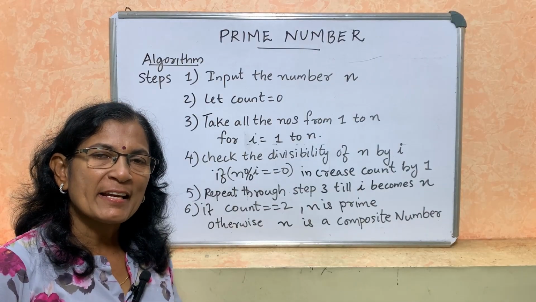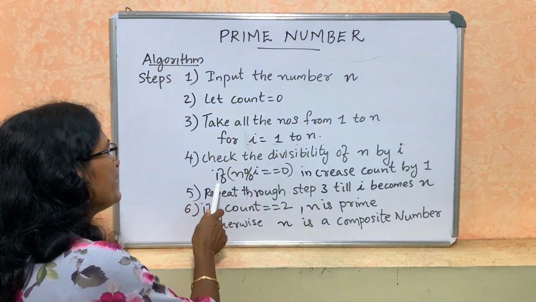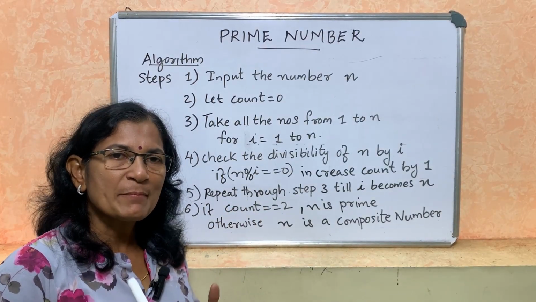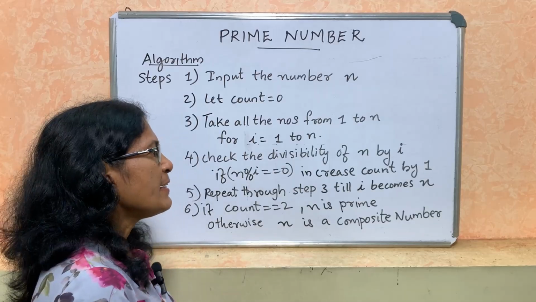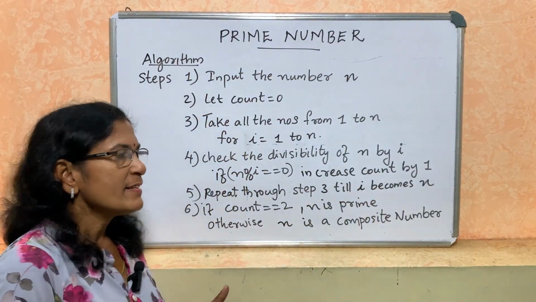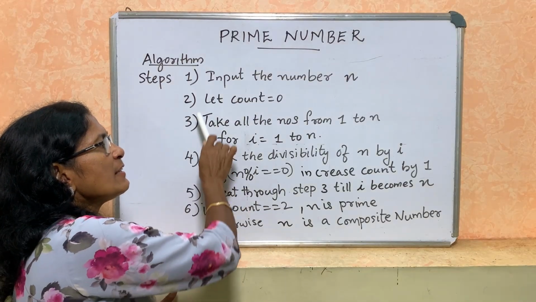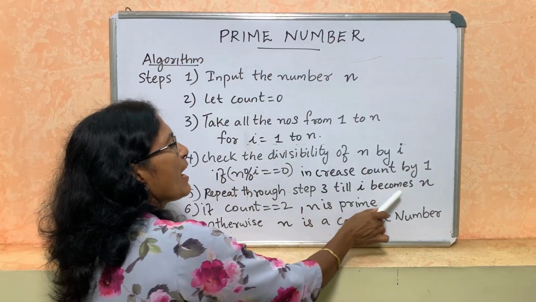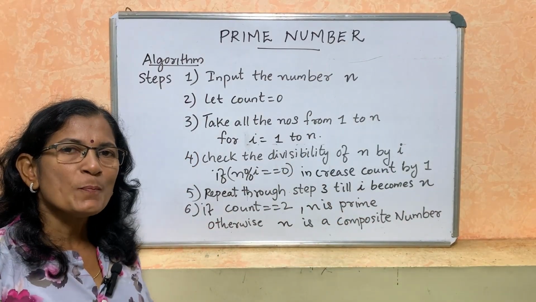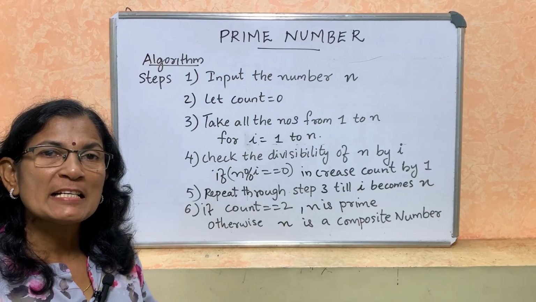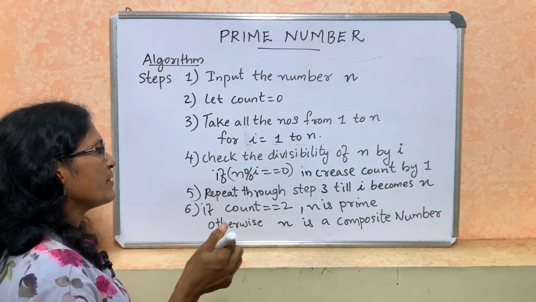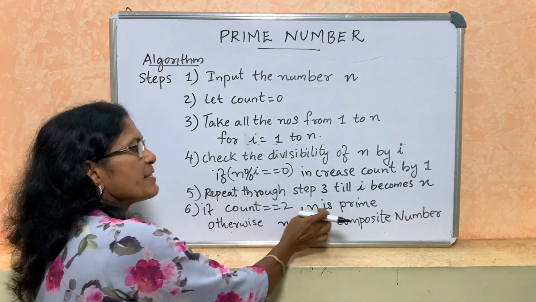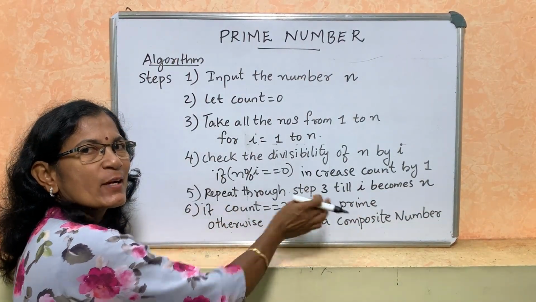Check the divisibility of n by each value of i. If n modulus i is equal to 0, if n is divisible by i, that means i is a factor of n. Then increase the count by 1. Repeat the process till the value of i becomes n. When the loop completes its iteration, you will have the total number of factors of n in count. Now, check the value of count. If count is equal to 2, n is a prime number. Otherwise, n is a composite number.